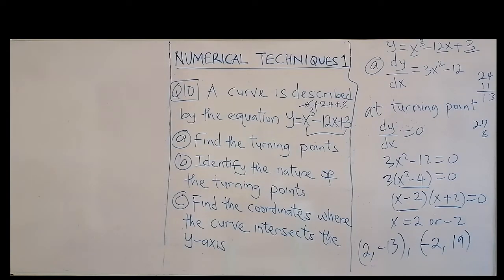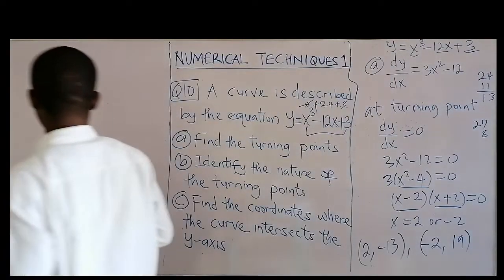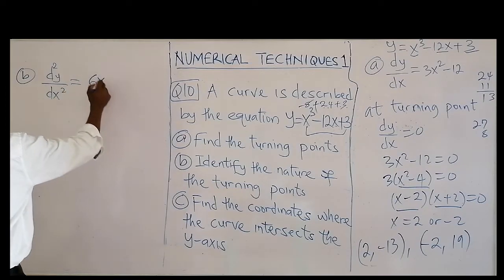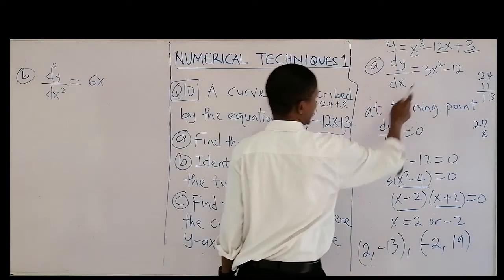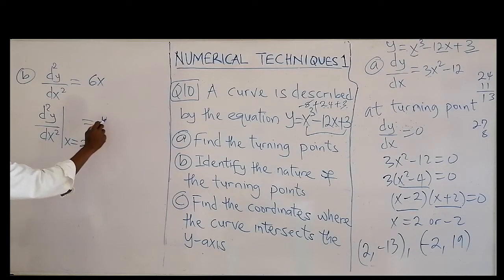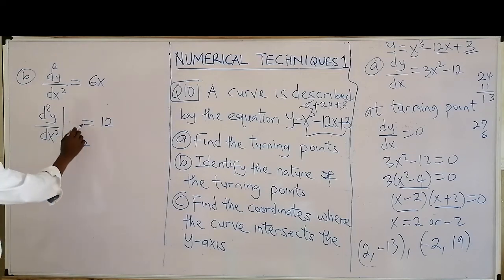Then the next one is to identify the nature of the turning points. If you want to do that, you need to get the second derivative. The second derivative, d squared y over dx squared, will give us 6x. Just differentiate this one again. Then put in the x value. At x equal to 2, that's 12.